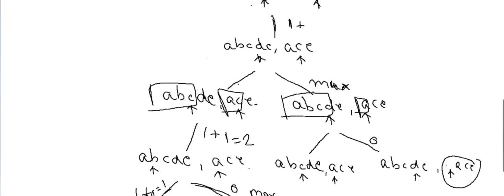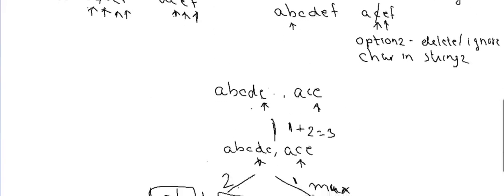Now this subproblem is going to take the max of 2 and whatever is written here. I think here the longest common subsequence between this and this is 1 character, so this is going to return 1. The max of 2 and 1 is 2, so 1 plus 2 is equal to 3, and therefore the answer 3 will be written, and that is our final answer.